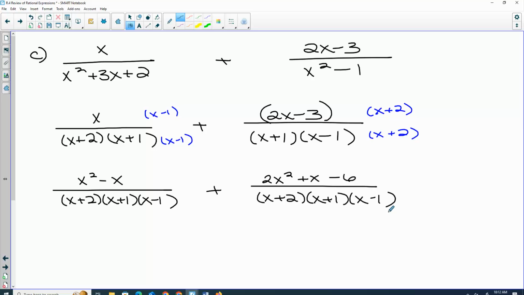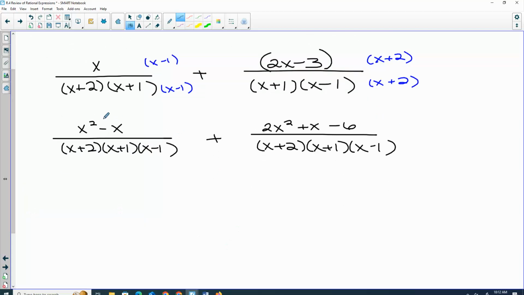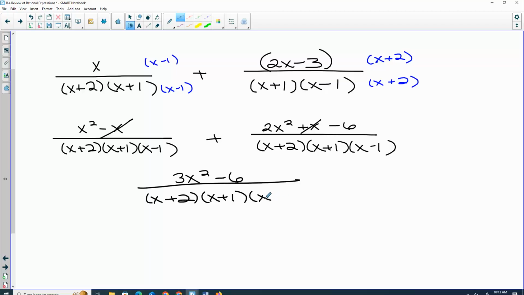Have I lost anyone? Then we add 2x squared plus 1x squared would be 3x squared. Negative x plus x, those are going to cancel, so we get 3x squared minus 6 over x plus 2, x plus 1, x minus 1.